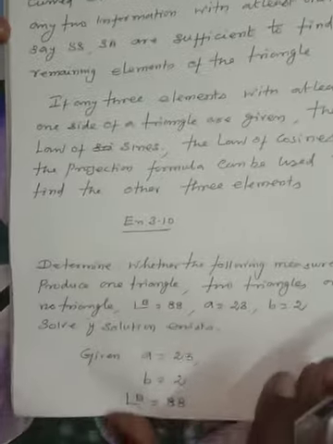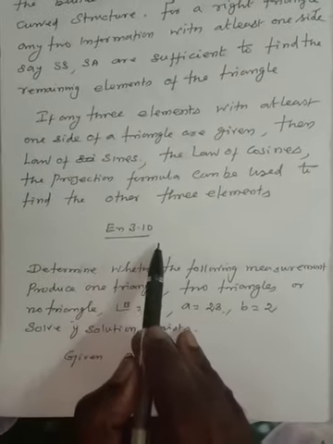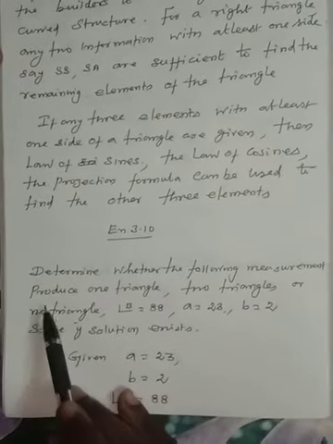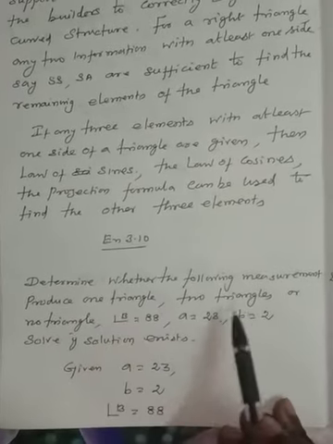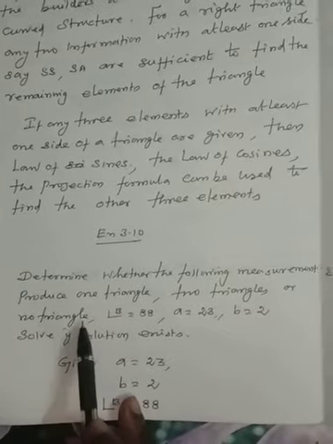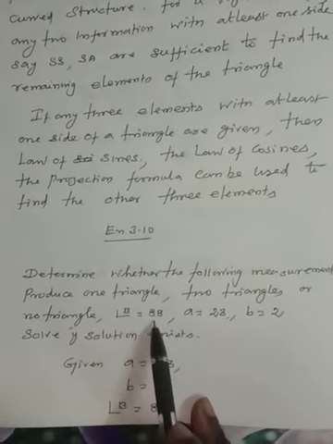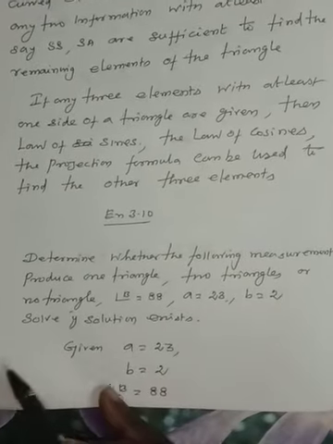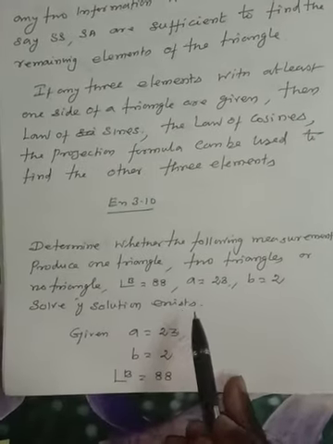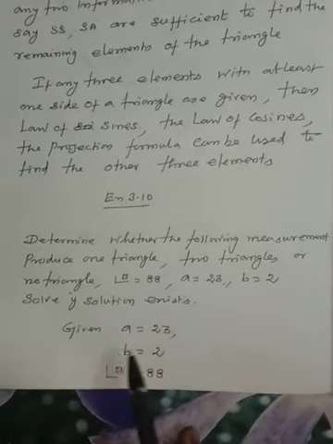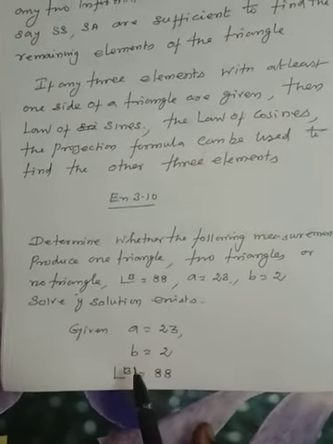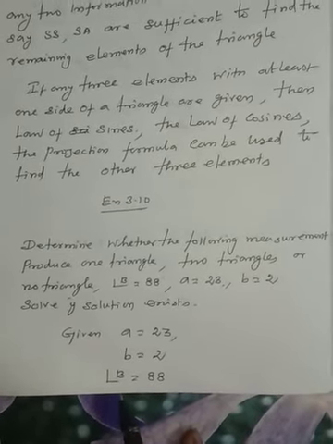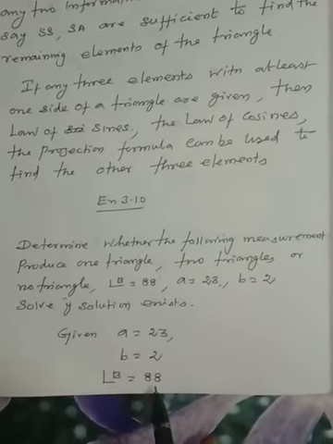Okay. Now Example 3.10. Determine whether the following measurements produce one triangle, two triangles, or no triangle. Angle B is equal to 88 degrees, side a is equal to 23, side b is equal to 2. Solve if the solution exists. Side a is equal to 23, side b is equal to 2, angle B is equal to 88 degrees is given.